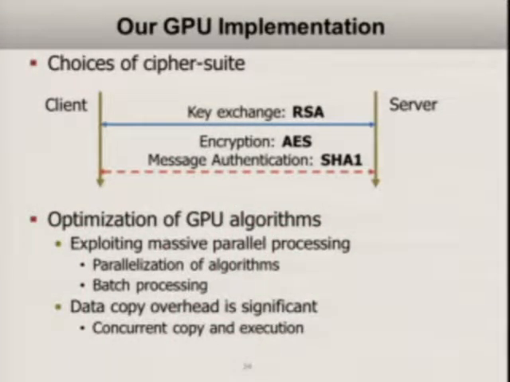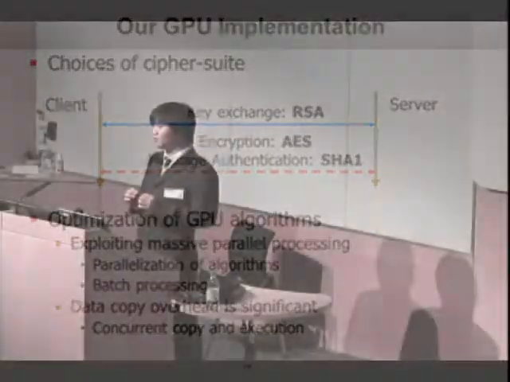So now I'll move on to how we implement cryptographic algorithms on GPU. So we implemented a cipher suite with RSA, AES, and HMAC SHA-1. We chose this cipher suite because it is one of the most popular ones. And RSA is used for key exchange at the SSL connection setup, and AES and SHA-1 are used for actual data transfer to encrypt the data and prevent tampering. And our optimizations on GPU are twofold. First is exploiting parallelism with parallelization of the algorithm and batch processing. And second is reducing data copy overhead, which is costly in GPU processing.